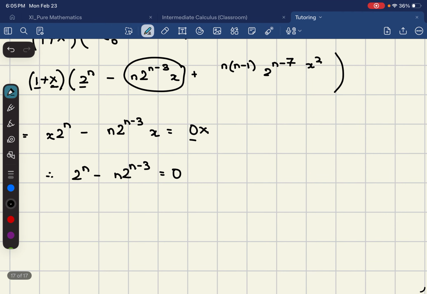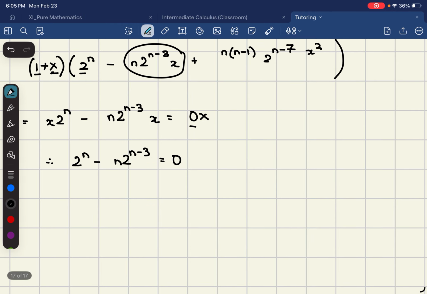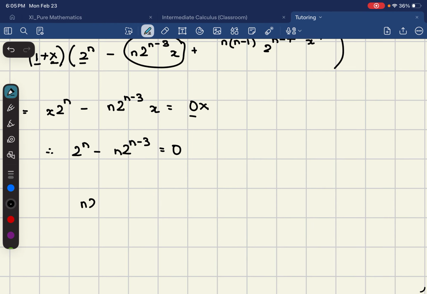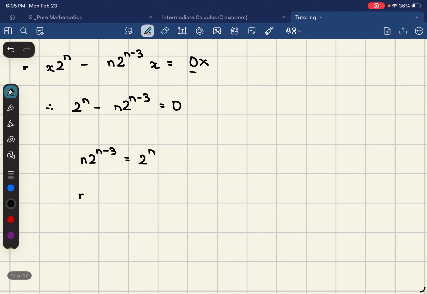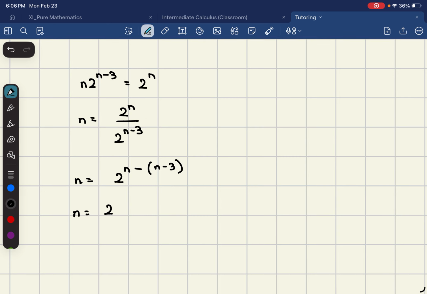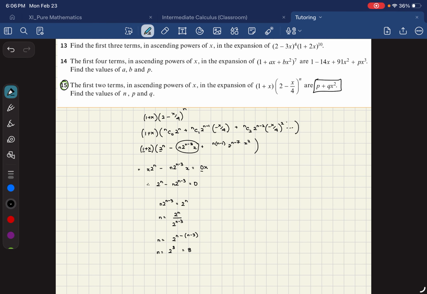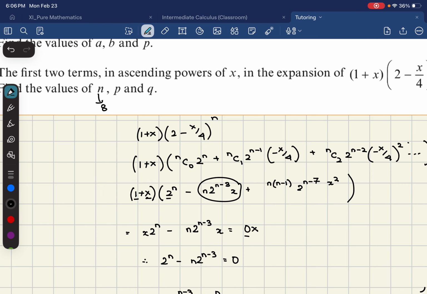So now, let's think about how we can solve this equation. So we have n times 2 to the power n minus 3, and we have 2 to the power n. And finally, we can say that n is equal to 2 to the power n divided by 2 to the power n minus 3. N is equal to 2 to the power n minus n minus 3. N is equal to 2 to the power n minus n is 0, minus 1 minus 3 is plus 3. So we get that n is going to be equal to 8. So n is going to be 8.